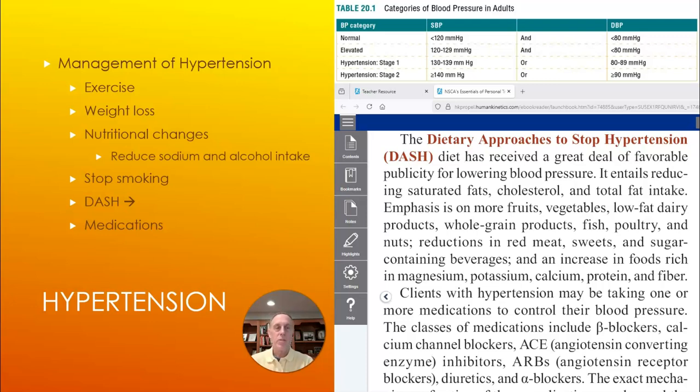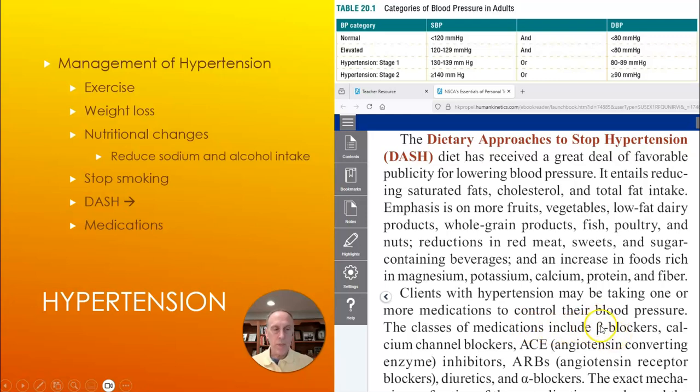So they talk about emphasis more on fruits, vegetables, low-fat dairy products, whole grain products, fish, poultry, and nuts. Reduction in red meat, sweets, and sugar-containing beverages. All these things make sense. They go into a little bit more in terms of increasing foods rich in magnesium, potassium, calcium, protein, and fiber. Got it.